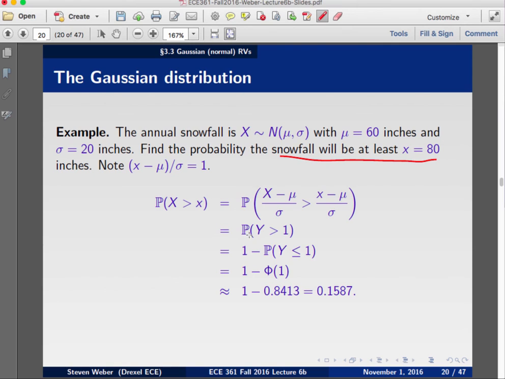Now, whenever I have the probability that capital Y is greater than 1, I know that's equivalent to 1 minus the probability that capital Y is less than or equal to 1. And that's equivalent to 1 minus the CDF of Y at 1. So now I would go to my table, and recall we looked up this value. In particular, we saw that phi of 1 was 0.8413. So in summary, the probability that the annual snowfall is more than 80 inches is 0.1587.